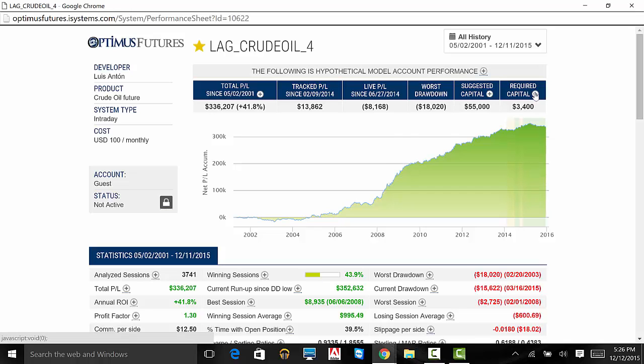Over here you have the required capital. This is the absolute minimum that the system needs in order to trade it. Worst drawdown consists of the historical hypothetical drawdown, and again, in real life this could be smaller or bigger. Live P&L is the performance since customers have been added to the system. You have tracked P&L, which is the performance since the system actually went live.